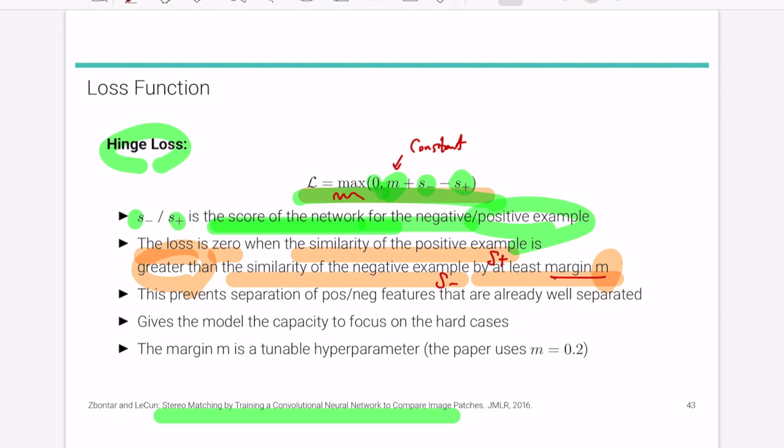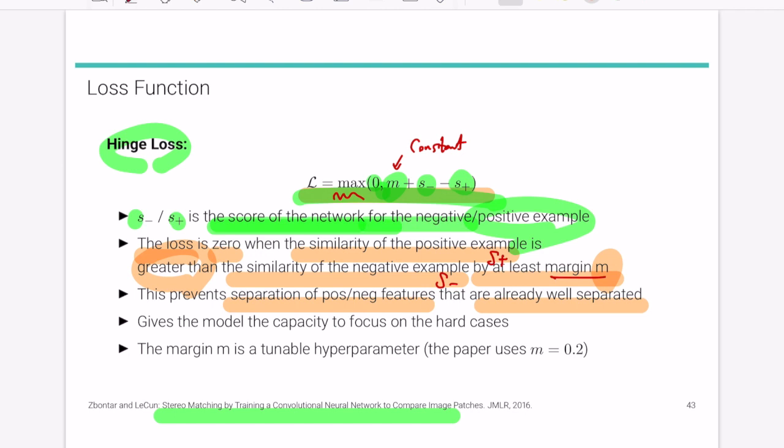So after the loss is equal to 0, there's no backpropagation, right? So this prevents the separation of positive and negative features that are already well separated.